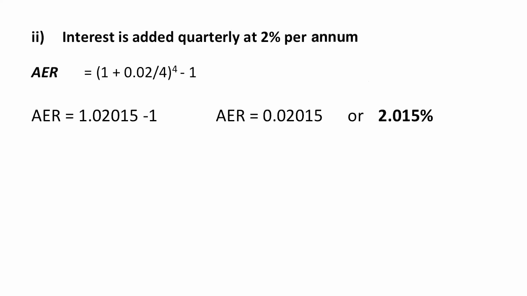So 0.02 divided by 4 gives us 0.005, add that onto your 1, and then get that to the power of 4, which should give us 1.02015.